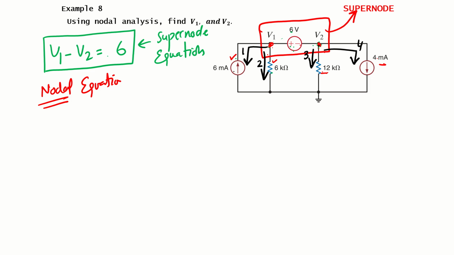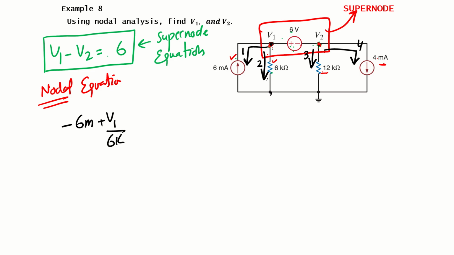Let's go with the one which is basically current 6 milliampere coming to node 1. So I can write this as minus 6 milli. Then through 6 kilo ohm, that will be what? This node minus this node. So what is this node? V1. What is the second node? 0. V1 minus 0 divided by 6k.